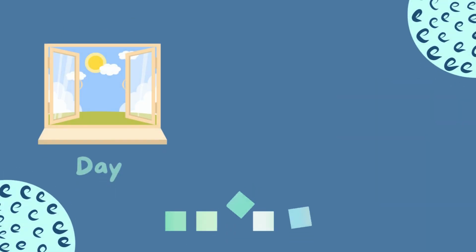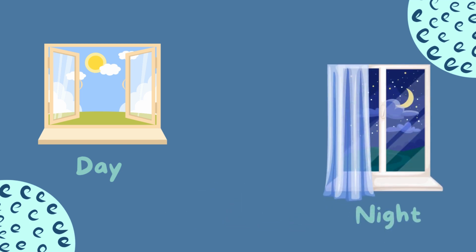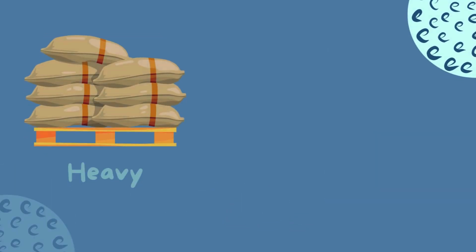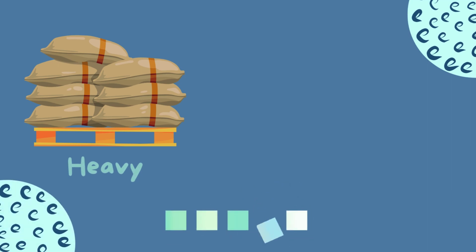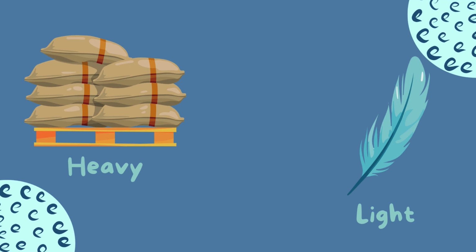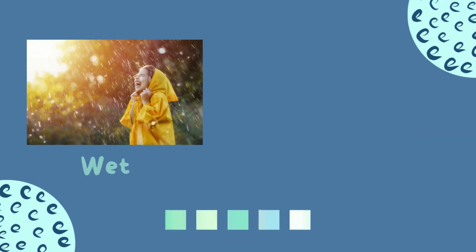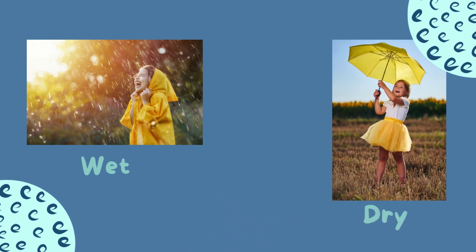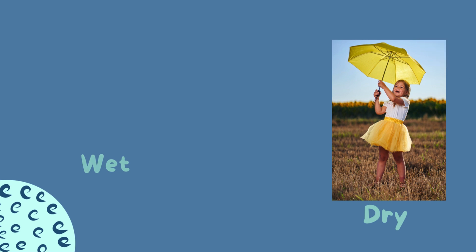Day. Children, guess. Yes, night is the opposite of day. Day and night. Heavy. See how the heavy weight is? So opposite is light. This feather is quite light in weight. So heavy and light. Wet. Children, when it is raining, then it's wet all over. So opposite is dry. Wet and dry.